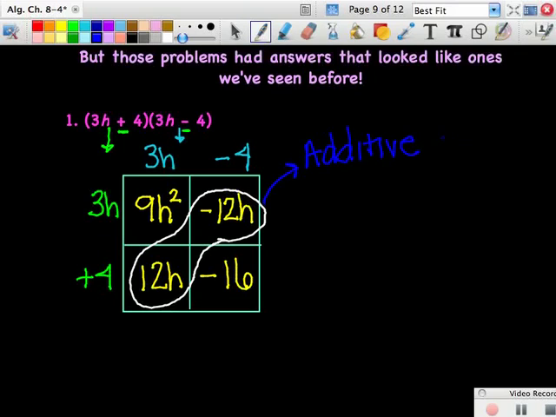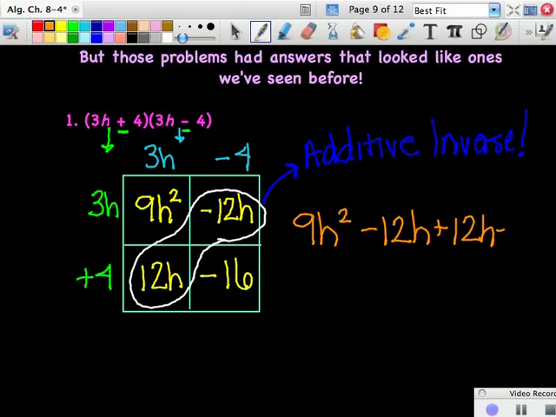So what we end up with is 9h squared. I'm going to write out the whole thing anyway so you can see just what is going on. These two terms are like terms, but they are opposites. So if I had 12 things and I took 12 things away, well, guess what? I don't have any more of those things. So all I have left is my answer: 9h squared minus 16.